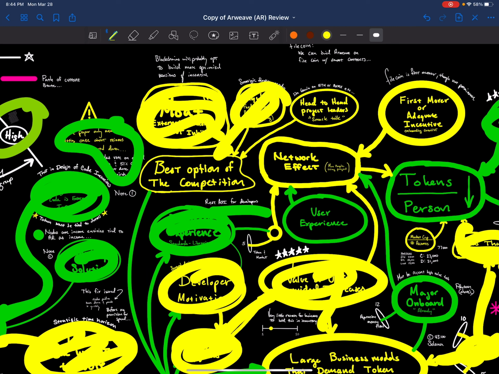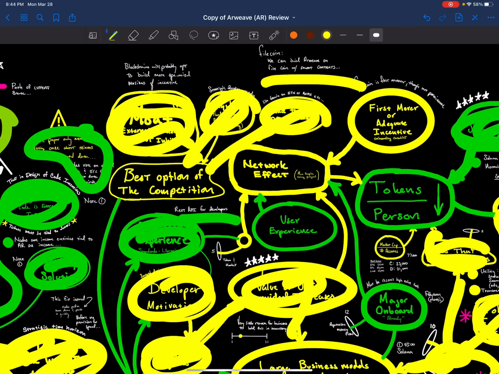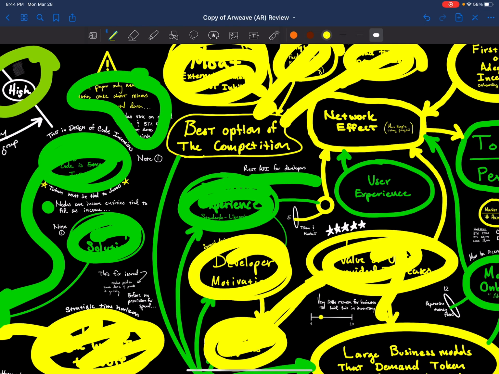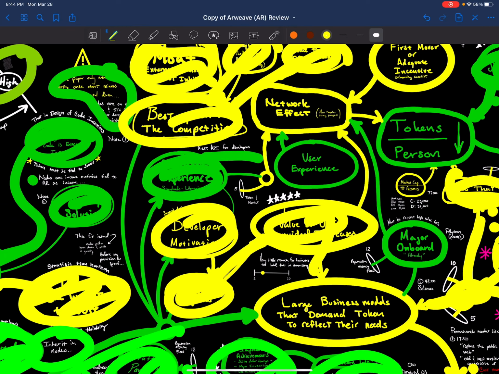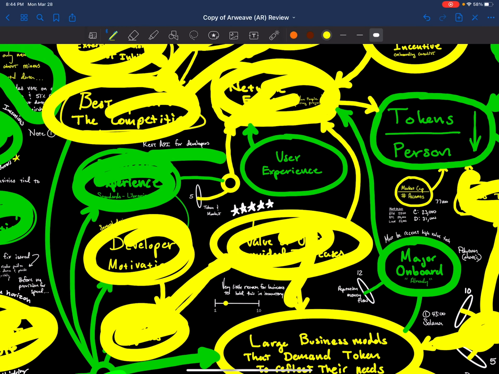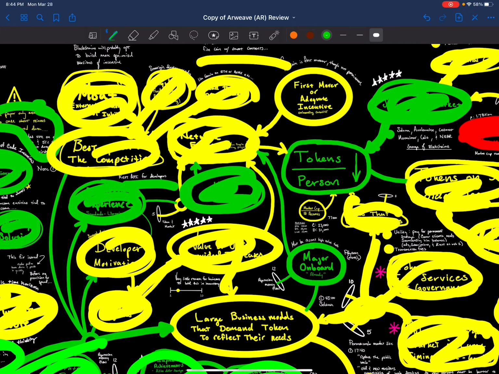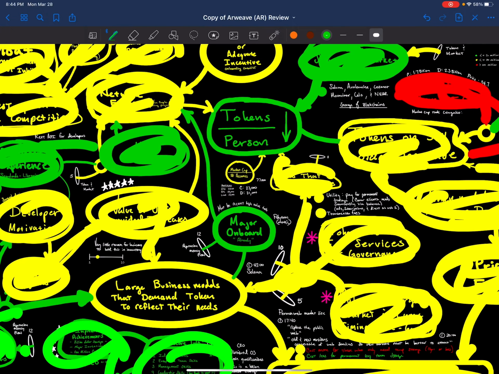Flywheel, I didn't put that. And head to head, it does have competition from Filecoin, and Filecoin has been around more. And Filecoin has smart contracts, and theoretically you can build this project on top of Filecoin. So I didn't really say it was the best option in the competition. Network effect, I put as neutral. I put user experience as green, because it's built for clients, so they won't have an issue there.